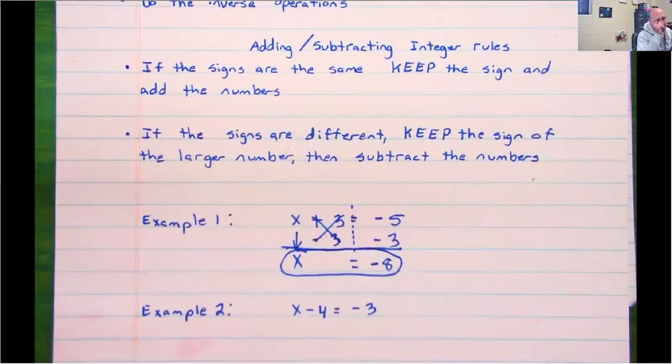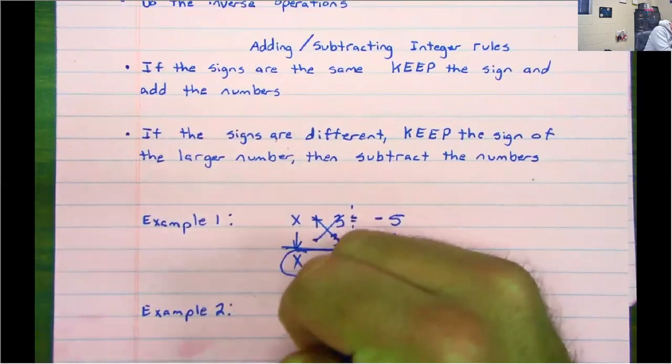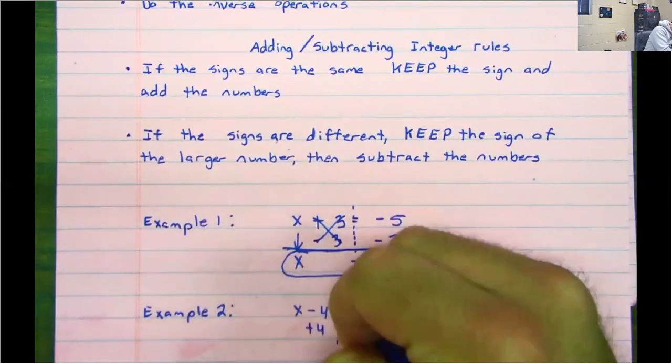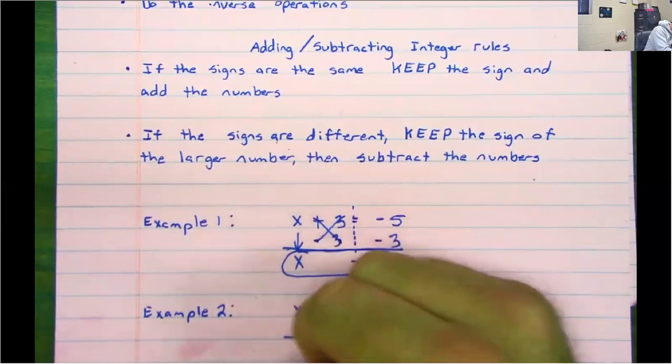Example 2. x minus 4 equals negative 3. Again, we're trying to get x by itself, but attached to it is this minus 4. What's the inverse or opposite of subtracting 4? Add 4. Again, what you do to one side of the equal sign, do to the other.